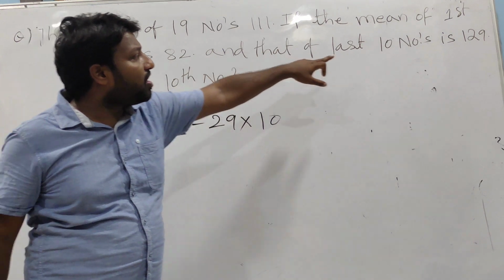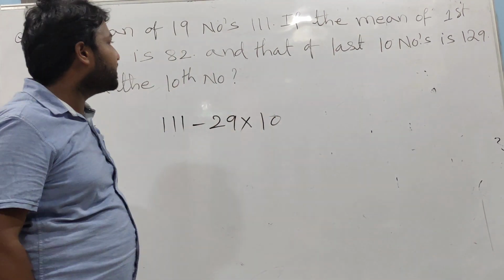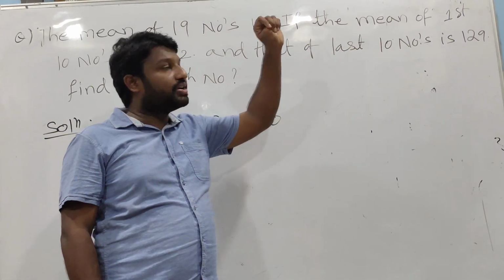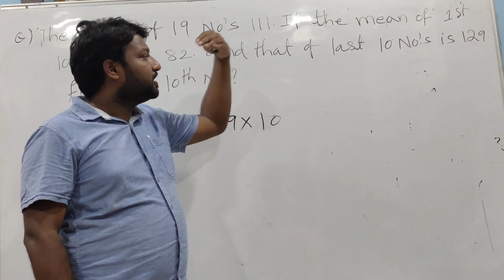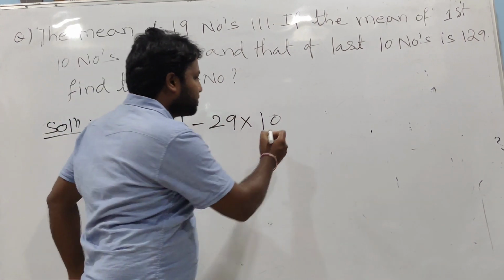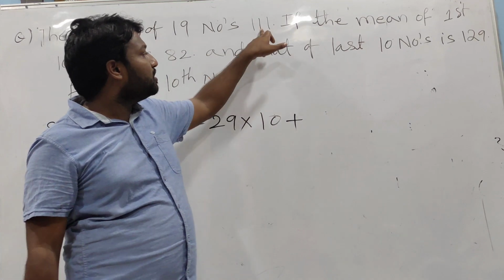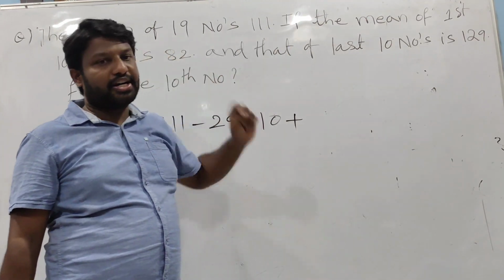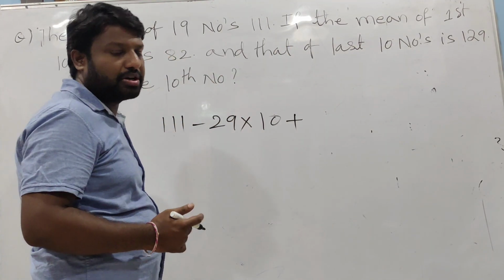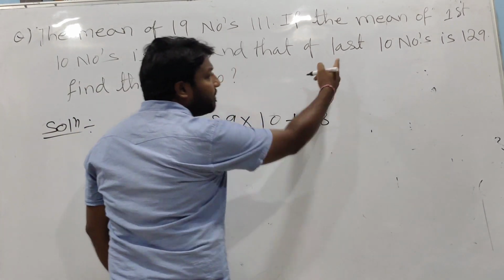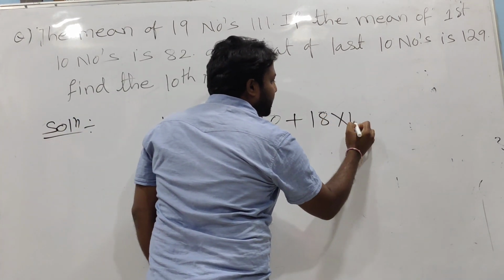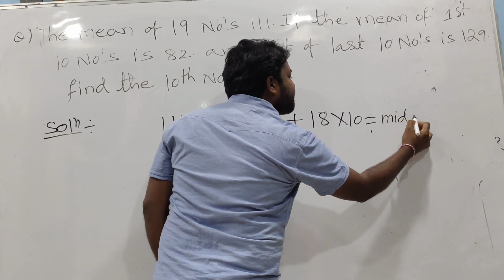Next, what is the average of the last 10 numbers? 129. That last 10 numbers' average is 129, and the total average is 111. Is it more or less? It is more, so I will take plus. How much more? 129 minus 111, that is 18. So 18 for how many numbers? For the 10 numbers. So multiply with 10, then I will get the middle value.